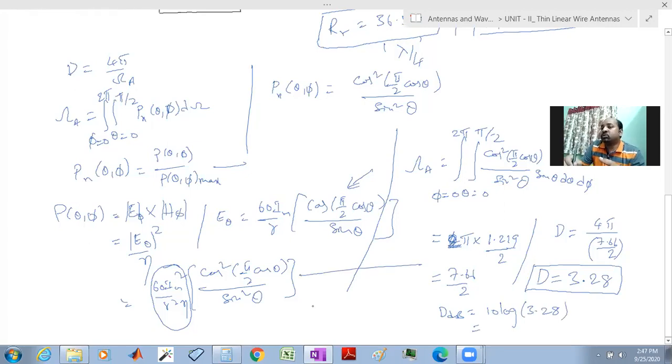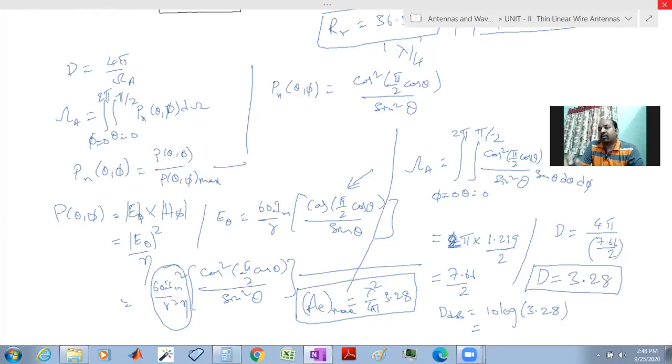And once you know the directivity, we can determine the maximum effective aperture, which is equal to lambda square by 4 pi into 3.28. Substituting this and simplifying, you will get the maximum effective aperture of the quarter wave monopole. All these procedures we did for the half wave dipole. They are the same steps, I have just repeated them. So this is how we can determine the quarter wave monopole parameters from the half wave dipole.